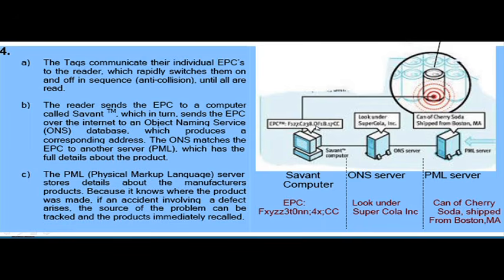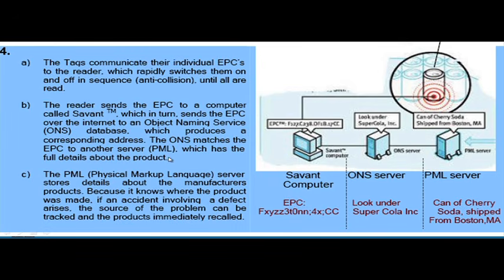And this right code is after all a code. So, to know which item it belongs to, some mapping has to be done. Now, this reader sends this EPC to a computer called Savant, which in turn sends the EPC over the internet to the object naming service or ONS database, which produces the corresponding address. So, with respect to a code, an internet address, a URL, is fetched using this object naming service.